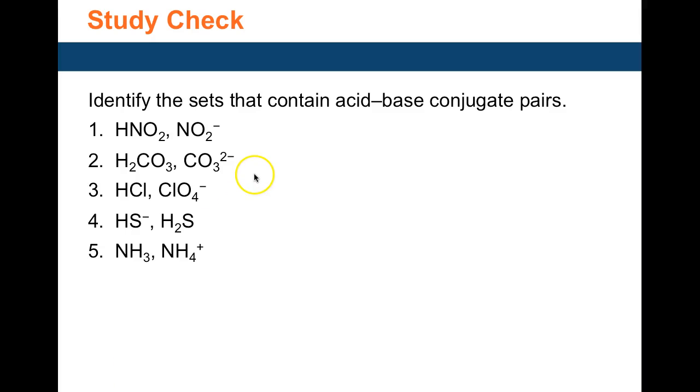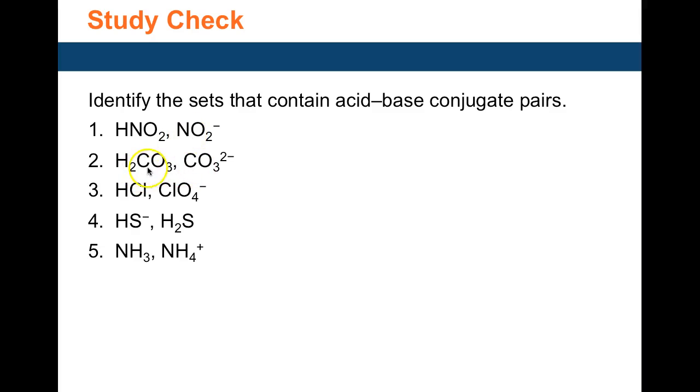So it says here, identify the sets that contain acid-base conjugate pairs. They have to be related. So you see here, what they have in common is the polyatomic ion, the nitrite ion: HNO2 and NO2 minus. So this is a conjugate acid-base pair. This is the acid, this is its conjugate base.